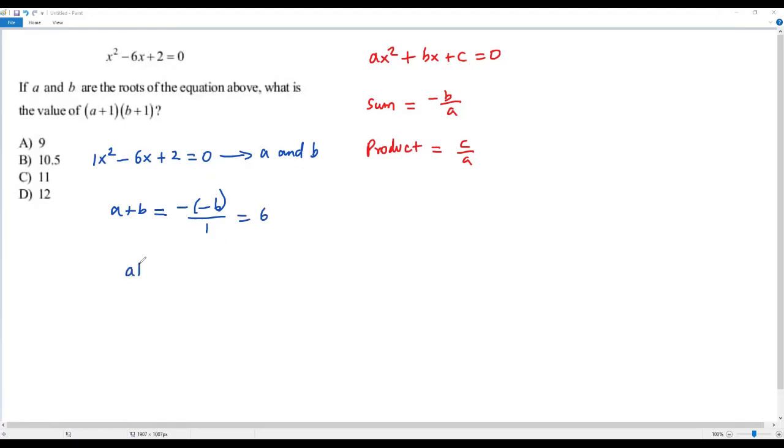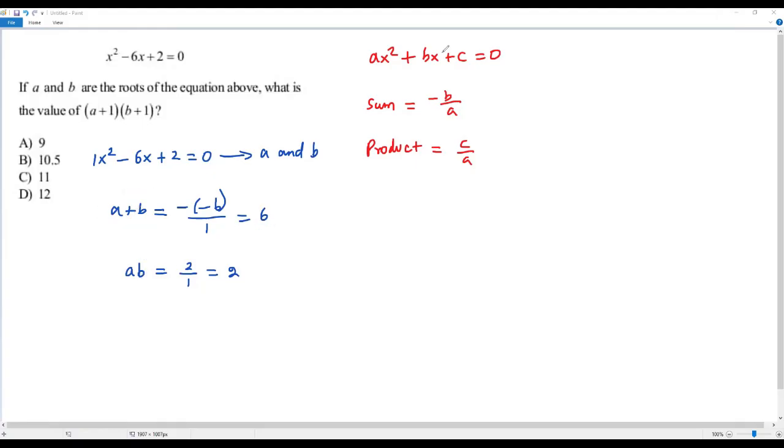Now let's get the product of the two roots, that is a times b. The formula is c over a. That is, the constant term has to be divided by the coefficient of x². Here the constant term is 2. It has to be divided by the coefficient of x², that is 1. Then we get ab equals 2 over 1, which is just 2. Okay, here I got the value of a + b, that is 6, and a times b, that is 2.